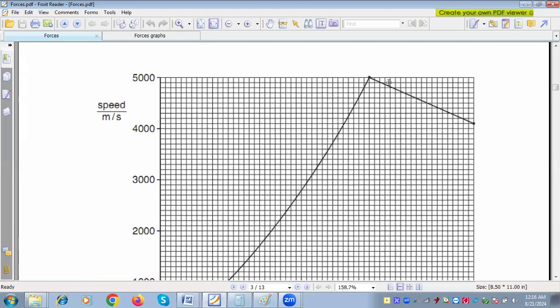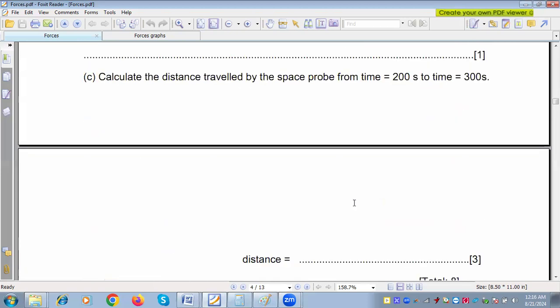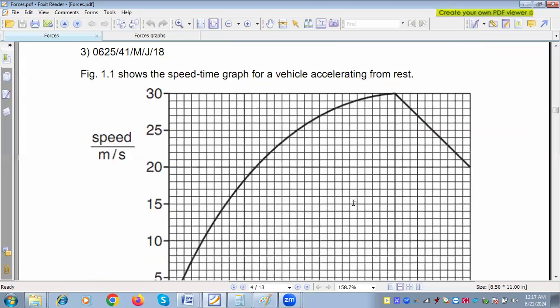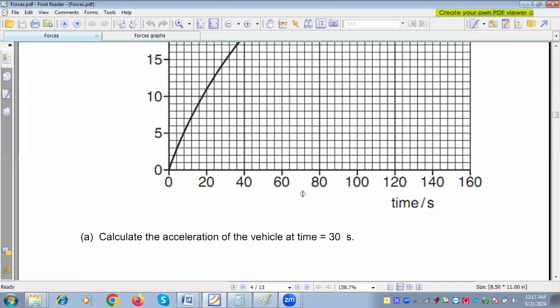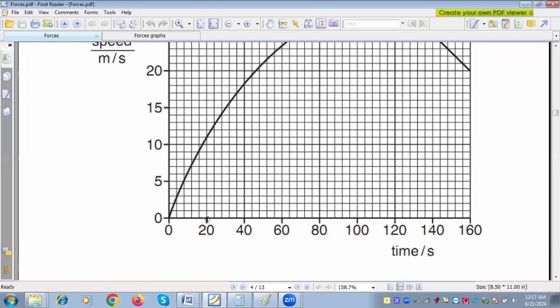There is a similarity in this part of the graph where the probe was decelerating, and here the vehicle is decelerating. So calculate the acceleration of the vehicle at time t equals 30. When you see time t equals 30, it comes between 20 and 40. The graph is not a straight line, so you can't simply do it this way, because sometimes students don't calculate the gradient, they simply take 30 and do it.